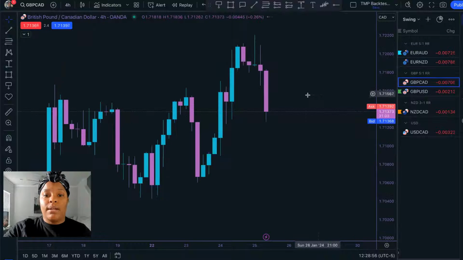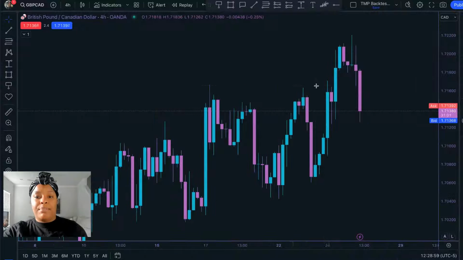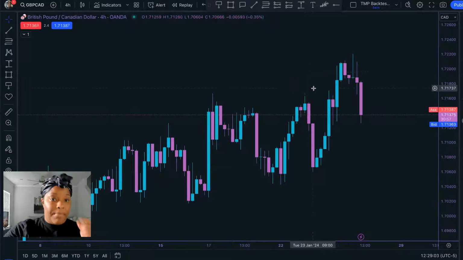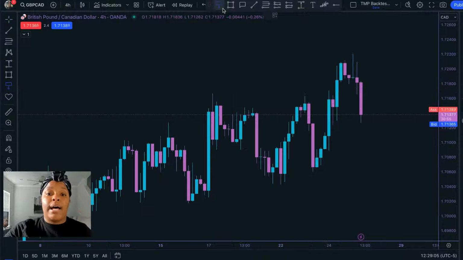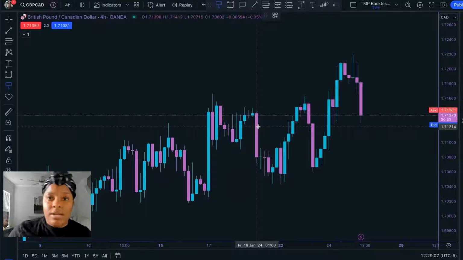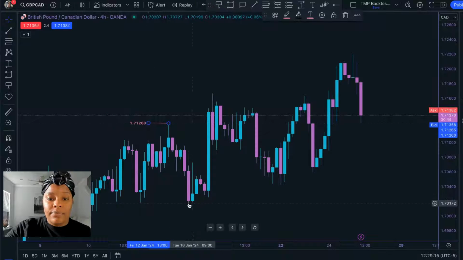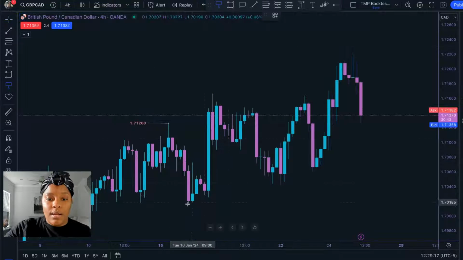Let's go to Pound CAD. Same thing happened on Pound CAD. Watch this. Look at the continuous uptrend on Pound CAD. This is Pound CAD on the 4-hour time frame. Once again, the very first thing you want to do is look at your highs and your lows, right? Just check out your highs and your lows. Now, let's just go from here. We had a higher high. We had a higher low. We had a higher high, right?